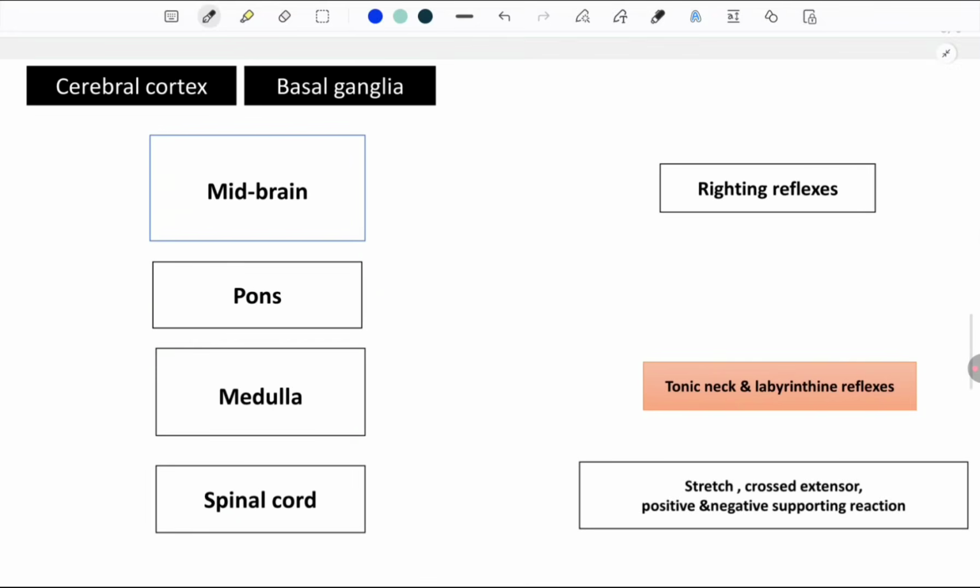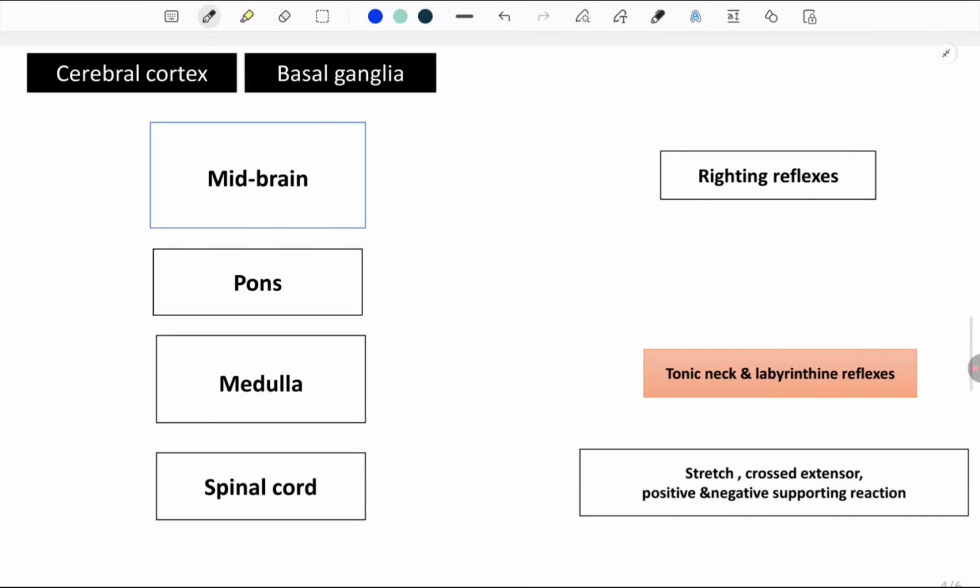We all know that muscle tone and posture are regulated and integrated at multiple levels of the central nervous system. These levels include the spinal cord, medulla oblongata, pons, and midbrain, while the highest level of control comes from the cerebral cortex and the basal ganglia. At the spinal cord level, posture is influenced by the stretch reflex, crossed extensor reflex, and positive and negative supporting reactions. At the medullary level, it is the tonic neck reflex and the labyrinthine reflexes, and at the level of the midbrain, the righting reflexes help regulate and maintain posture.